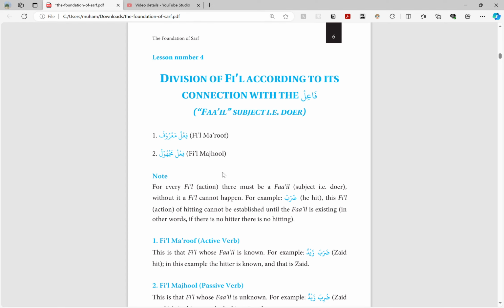Alhamdulillah, we're on lesson 4 and today we'll talk about the fa'il. In the last video we talked about fi'l. We talked that fi'l means a verb and it divides into three parts: fi'l madi, past tense verbs; fi'l mudari, present or future tense verbs; and fi'l amr, command verbs.